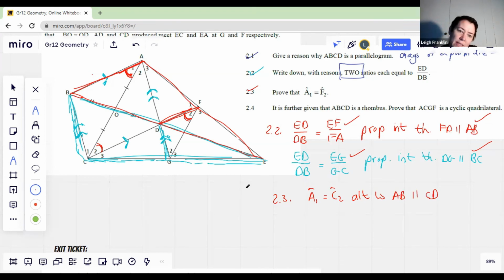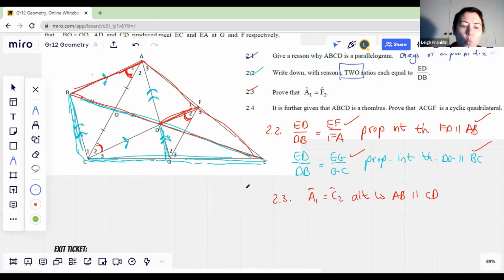Now, if we could show that C2 was equal to F2, well, we would prove this, wouldn't we? Because that would be the connecting thing. Now, is there a way for us to show that FG is parallel to AC? What do you think they're trying to get us to use here? It's what we've been speaking about this evening. Parallelogram. No, not a parallelogram. Our next step in this process is to show that C2 equals F2. Because if C2 equals F2 and A1 equals C2, then they're equal to one another, aren't they? Because they're both equal to the same thing.